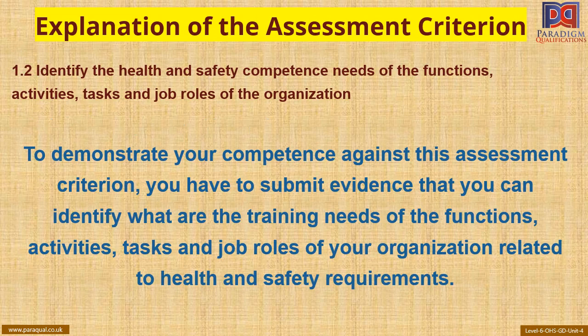1.2 Identify the health and safety competence needs of the functions, activities, tasks and job roles of the organizations. You have to submit evidence that you can identify what are the training needs of the functions, activities, tasks and job roles of your organization related to health and safety requirements. In simple words, the functions are the departments in your organization. For example, the HR is a function, the manufacturing is a function, transportation is a function, and so on.